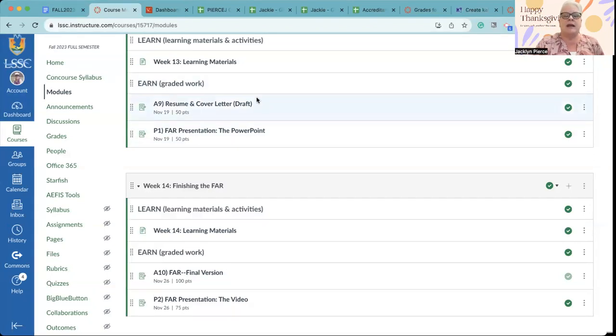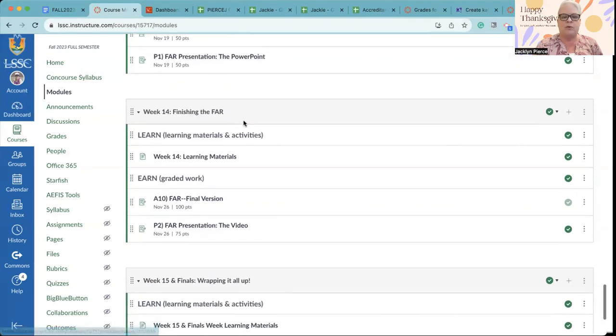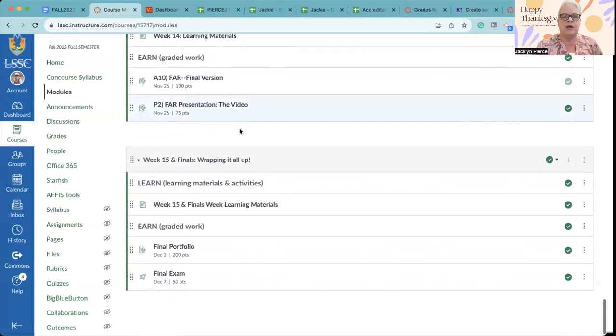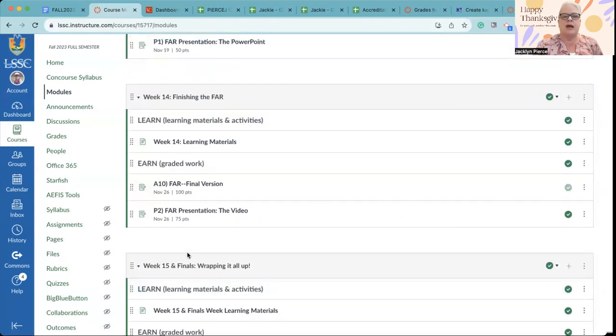So in week 13, you're going to be submitting your resume and cover letter. Notice that just like those assignments early in the semester, it says this is a draft. It's the same thing. That is going to become part of your final portfolio, which is not due until December 3rd. The final exam is turned in by December 7th. So we have a little bit more time after Thanksgiving, but not a lot.